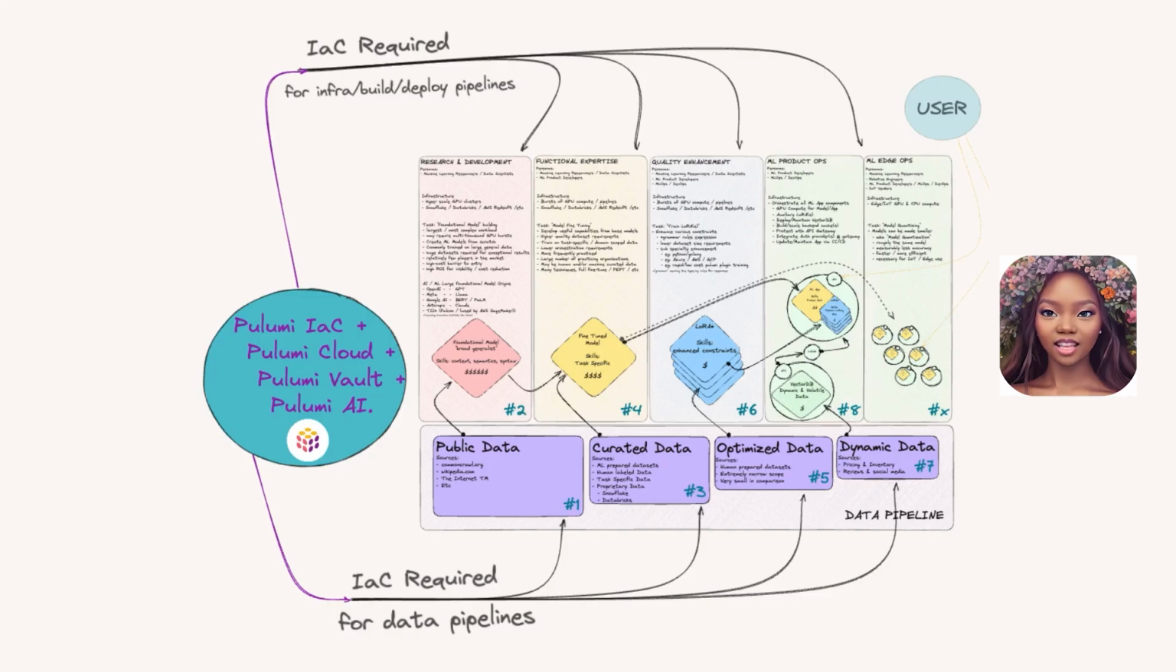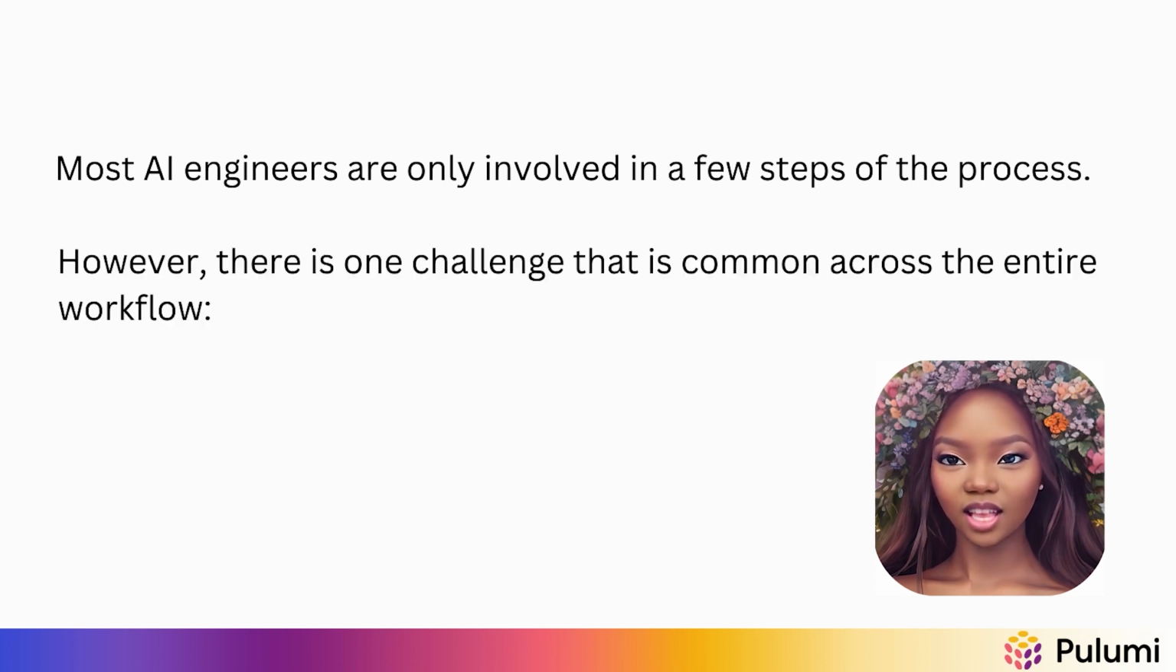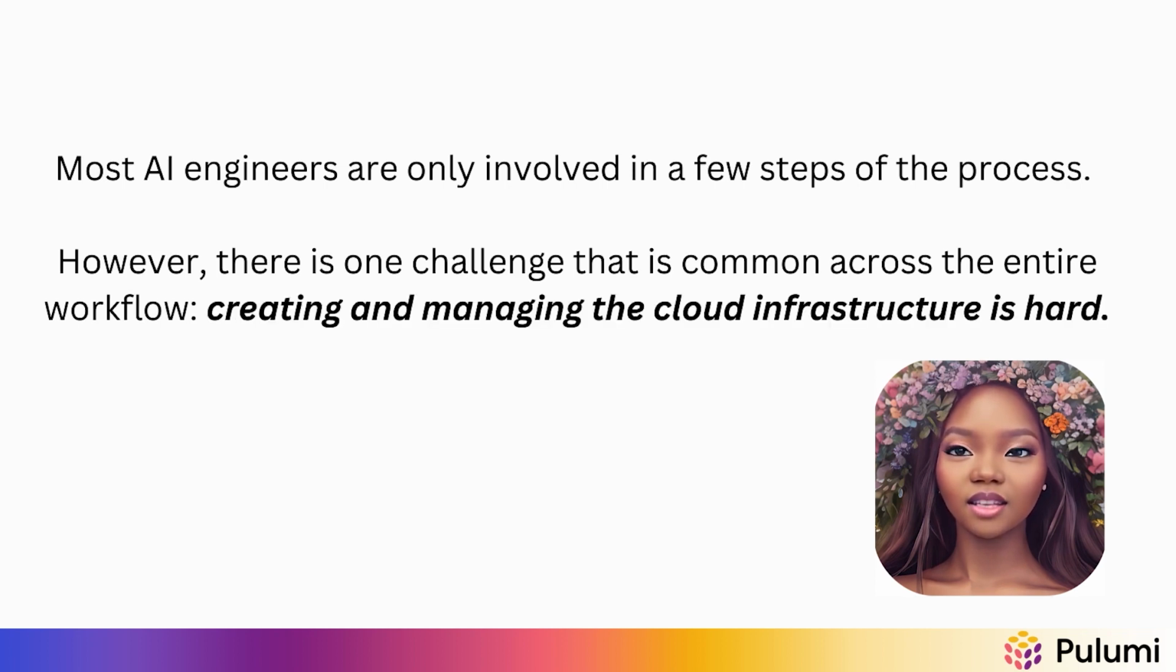As you can see in the diagram, this is an end-to-end workflow of building and using an AI model. You have to prepare the data, train the model, fine-tune the model, host and run the model, and build a backend service to serve the model. And then after that, you're still going to need to build a user interface that interacts with the model. Most AI engineers are only involved in a few steps of this process. However, there is one challenge that is common across the entire workflow, which is creating and managing the infrastructure.